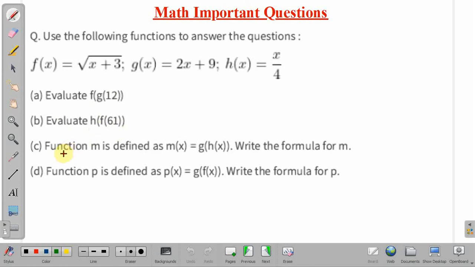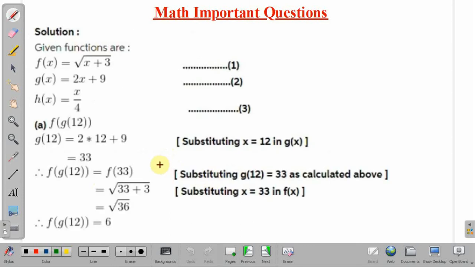Okay, and in part C we have to find a function m(x) which will be equal to g of h(x). And in part D we have to find a function p(x) such that p(x) equal to g of f(x). Okay, so one by one we will discuss. See, given functions are f(x) equal to under root x plus 3, g(x) equal to twice of x plus 9, and h(x) equal to x by 4. Let these be equations 1, 2 and 3.